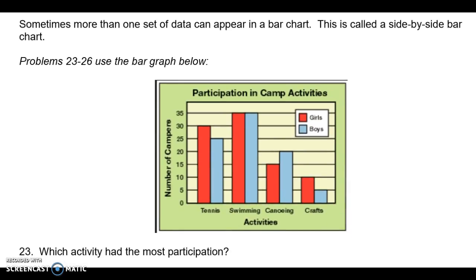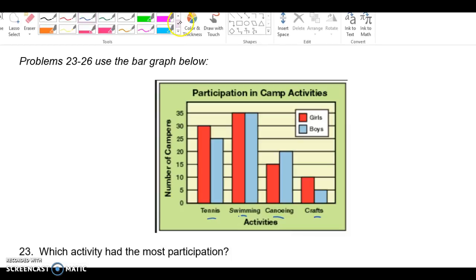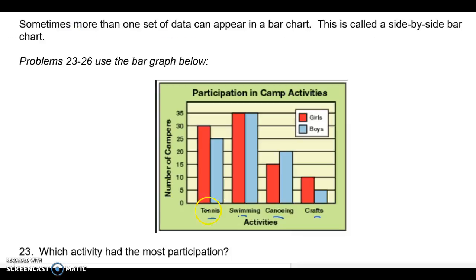So in a side-by-side bar graph, bar chart, what we're looking at is comparing two things at one time. We still have the same idea that we have our categories down here, and then our frequency up at the top. Now we're comparing the number of girls compared to boys. So just like I did before, I'm going to take those numbers and put them into the chart. So it looks like here we have 30, 25, 35, 35, 15, 20, 10, and 5. All those fall on nice numbers, so that's nice.